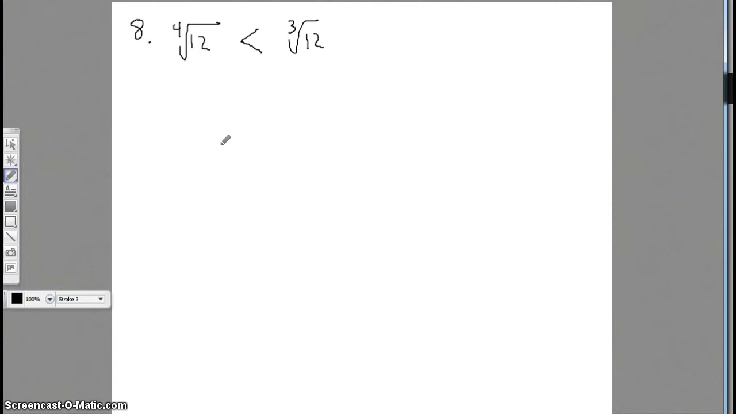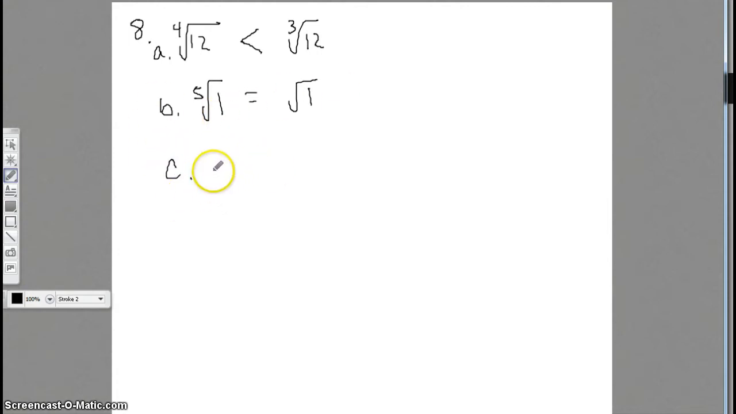Okay, for part B, sorry, that was part A. For part B, we have the fifth root of 1 and the square root of 1. Now, in this case, it's just going to be equal because any root of 1 is 1. Any power of 1 is 1. So in this case, they're just going to be equal.